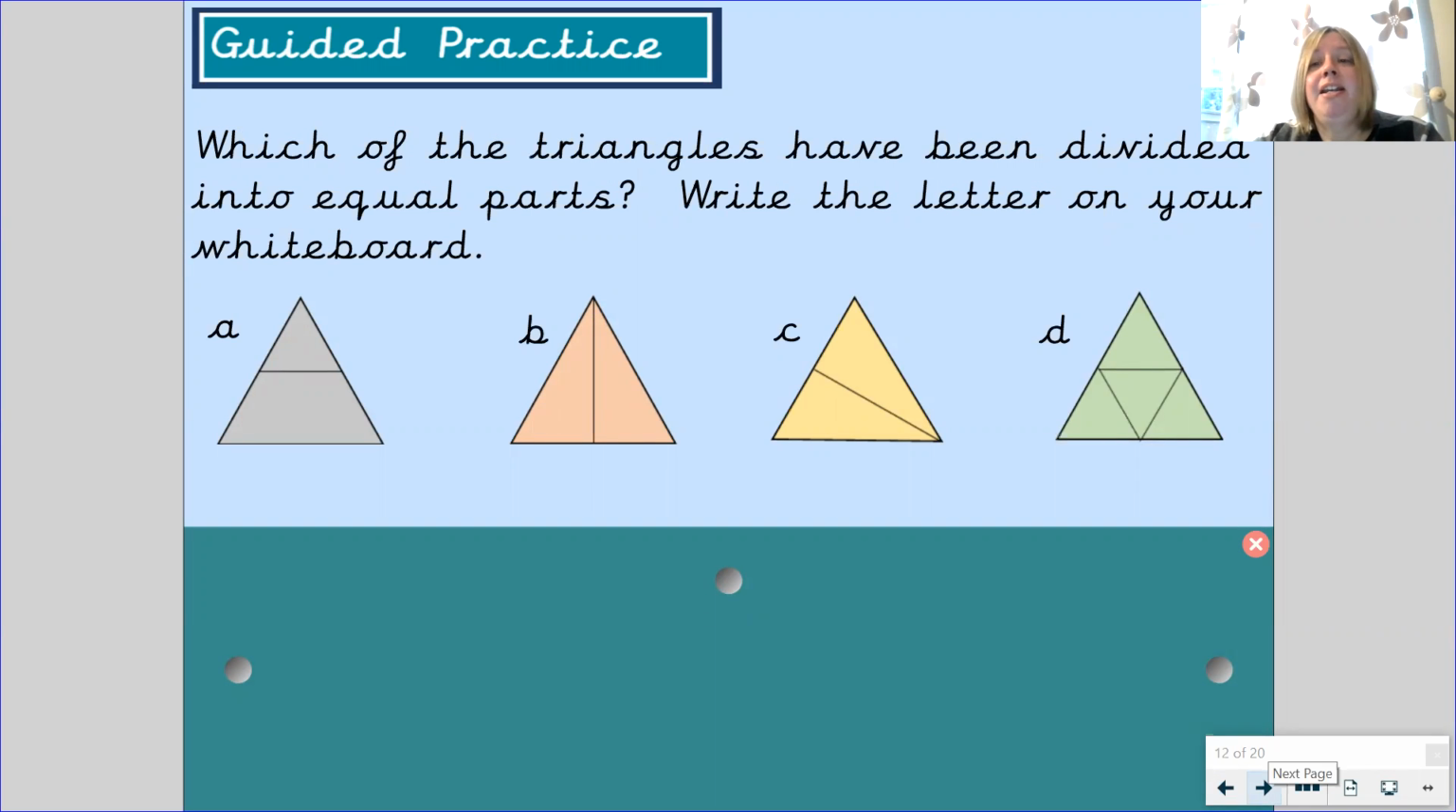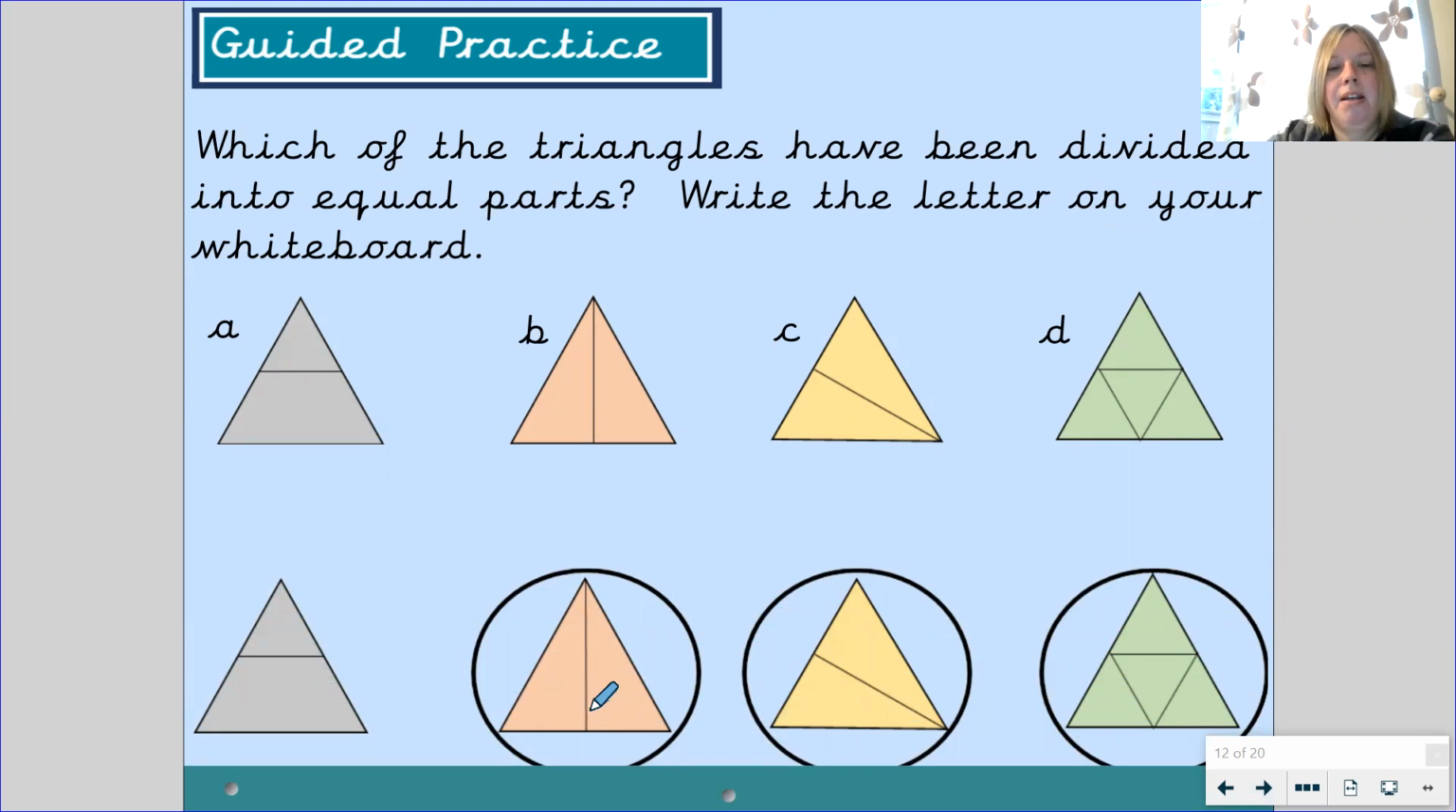Which of the triangles have been divided into equal parts? Write the letter on your whiteboard. Remember, equal means the same size. So which of the rectangles have been divided into equal parts? So parts that are exactly the same. Pause your video. Let's have a look at the answers.